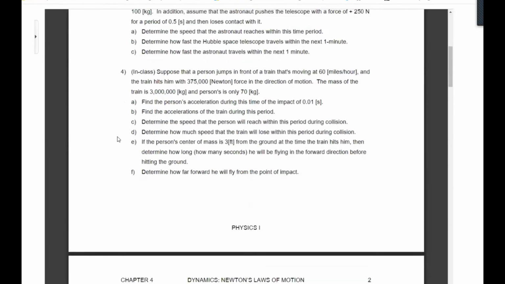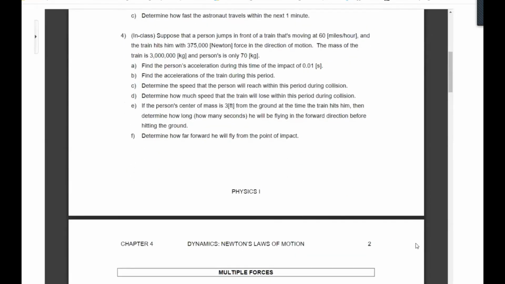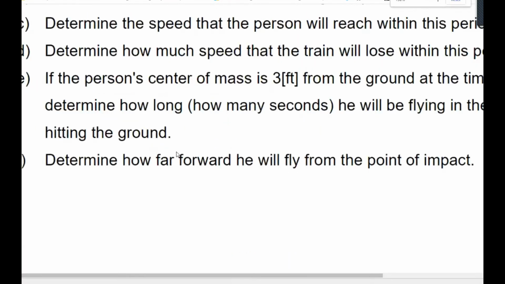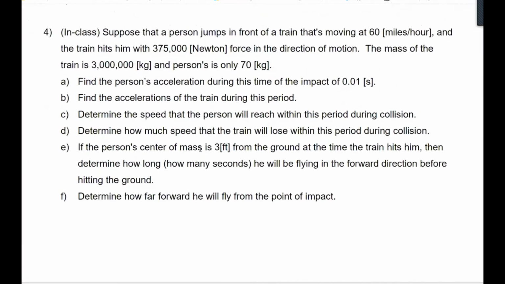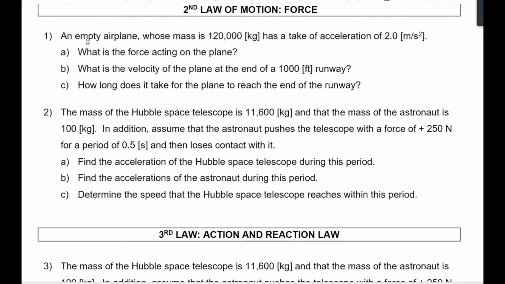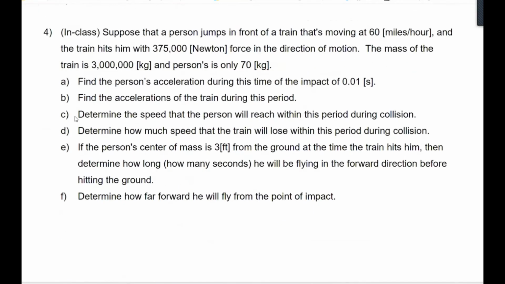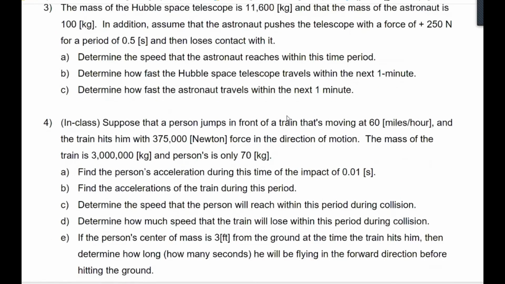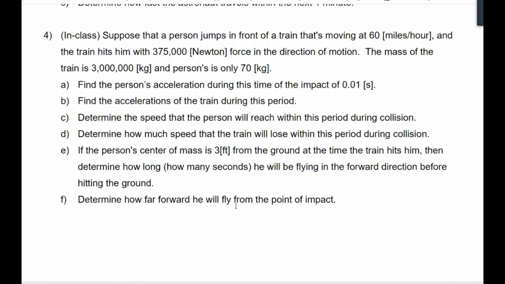In terms of problems, I spent a lot of time on the third law. In terms of multiple choice, just focus on problems 1, 2, 3, that sort of stuff. Multiple forces and net forces are what's on the next test. So don't worry about page number 2.